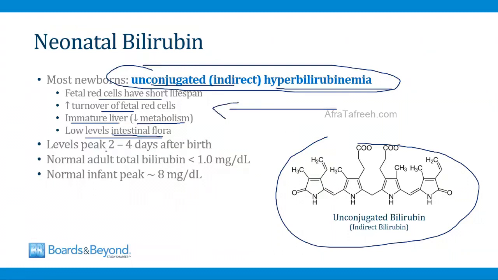The levels will peak at about 2 to 4 days after birth and then begin to decline by about a week. And the normal adult total bilirubin is less than 1, and the normal peak in an infant is usually about 8 or so, which although this is elevated, it's not elevated to the degree that usually causes neurologic damage, as we'll talk about later.